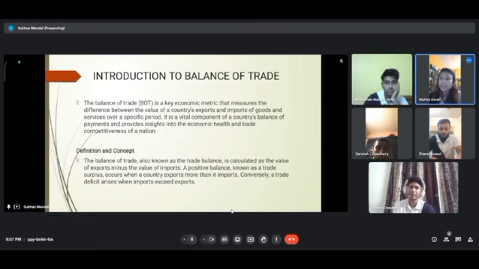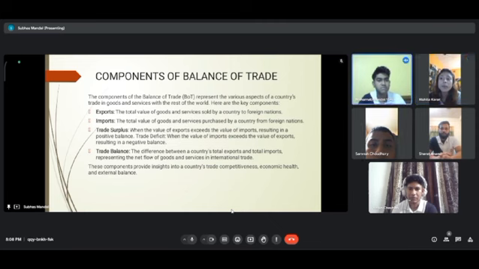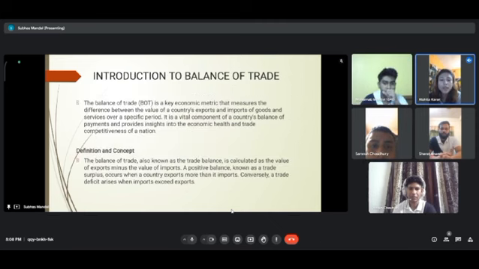The balance of trade is a key economic metric that measures the difference between the value of a country's exports and imports of goods and services over a period of time. It is a vital component of a country's balance of payments and provides insights into the economic health and trade competitiveness of a nation. So what is the concept of a balance of trade? It is also known as the trade balance and it is calculated as the value of exports minus the value of imports. A positive balance denotes a trade surplus, while a negative balance denotes a trade deficit.